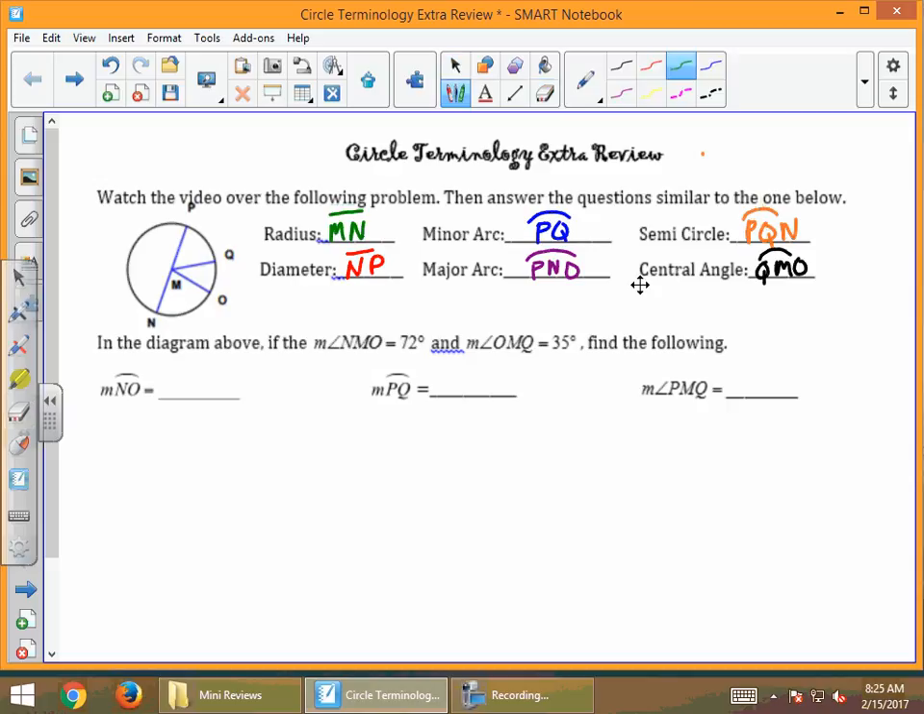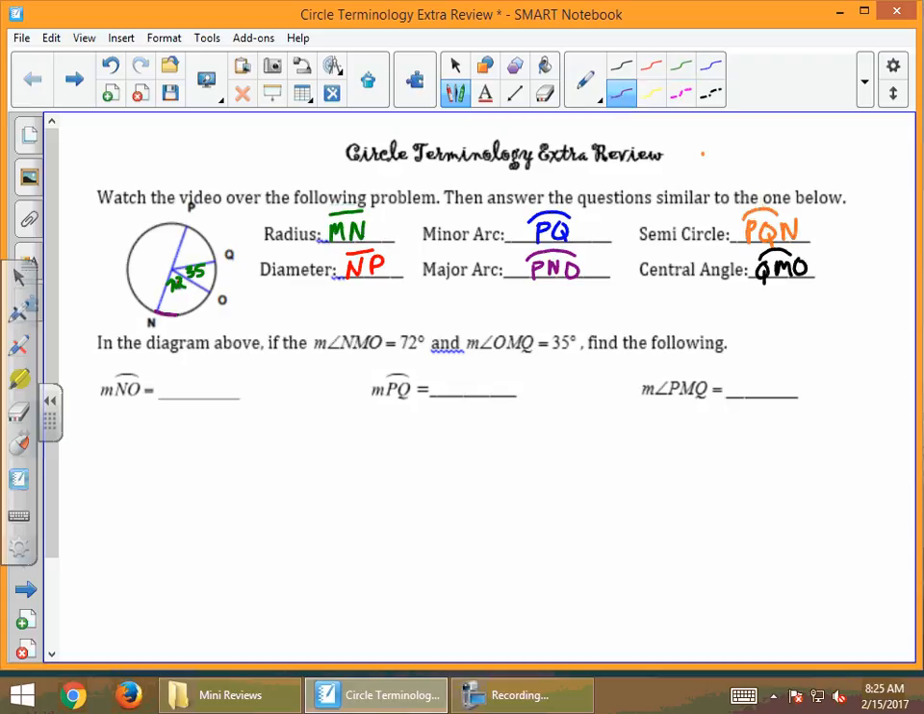The next section, we're still using this diagram above. And we know NMO, this angle right here, is 72, so I'm going to label it. And OMQ, this angle right here, is 35. And we're going to use that information to find the following. We want to find arc NO. I'm going to highlight it.